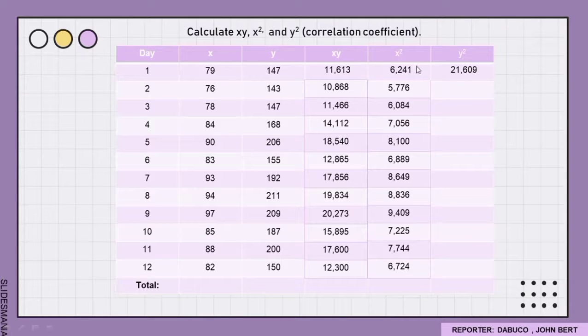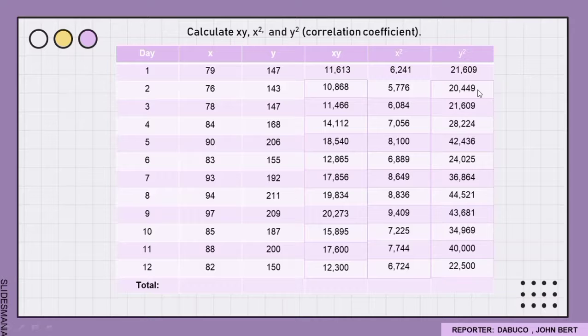Y squared. To get the Y squared, we have to multiply 147 by itself. This is the total sales, which represents the Y. 147 times 147, we have 21,609. Just multiply it by itself to get this data.